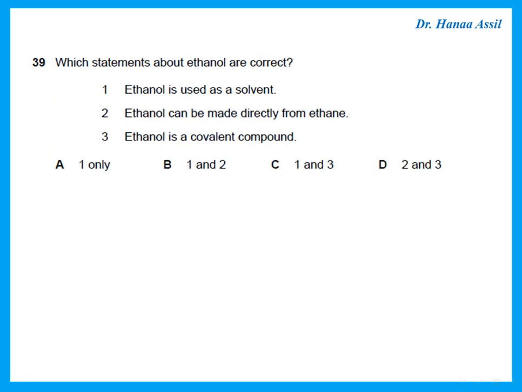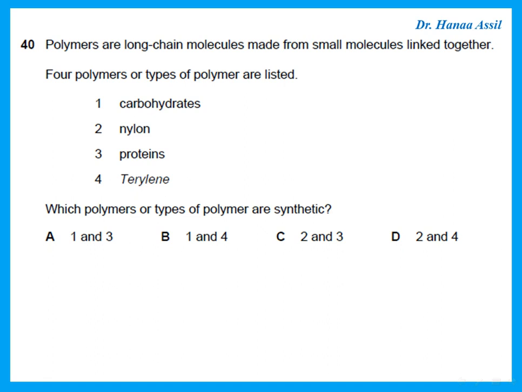Which statements about ethanol are correct? Ethanol is used as a solvent. You should know that ethanol is used as a solvent. Ethanol can be made directly from ethane. How do we make ethanol? We said we make it from ethene, not ethane. Ethanol is covalent. Yes, of course, ethanol is covalent. So 1 and 3, so that is C.